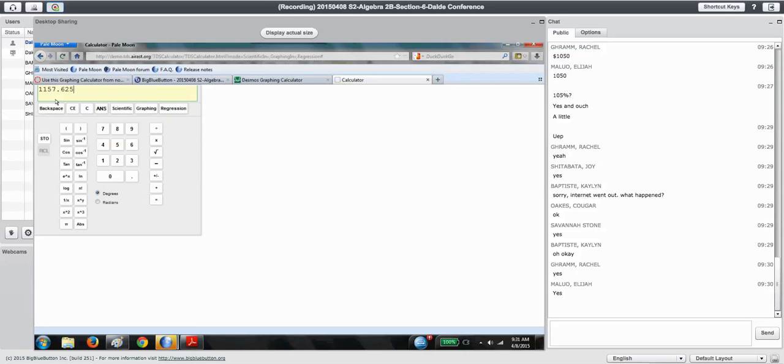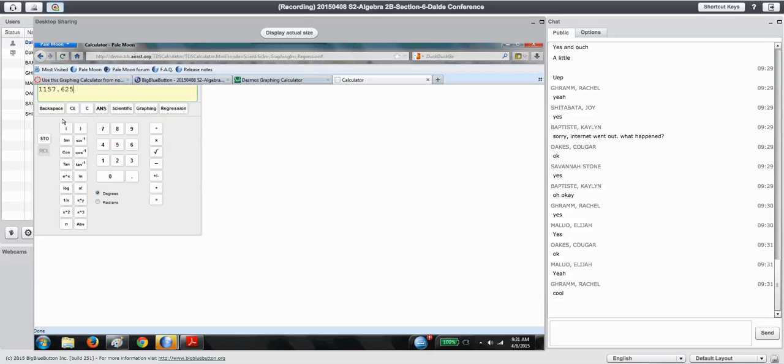Or maybe the most nicely concise way of doing it is I could have done it this way: 1,000 times 1.05 to the 3rd power. Because 1.05 to the 3rd power is 1.05 times 1.05 times 1.05, 3 times. Same answer. Okay. Are we cool with that?